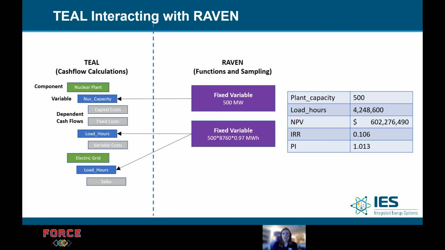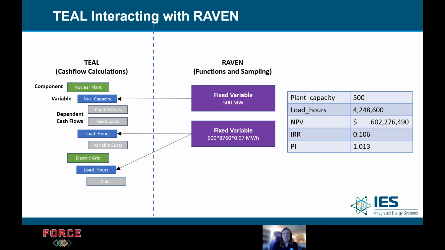So when you put that into TEAL and you go over to Raven, Raven is going to handle the functions and the sampling of the calculations, and then TEAL is going to handle the actual cash flow calculations. So you're going to make your capacity a fixed variable of 500 megawatts, and then also your load hours is 500 megawatts times the number of hours in a year times your capacity, and that gives you the number of megawatt hours that your plant's running.